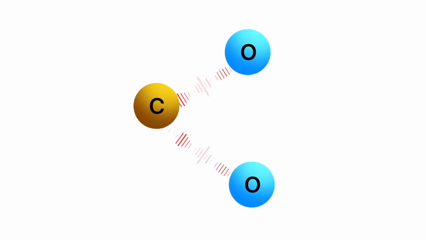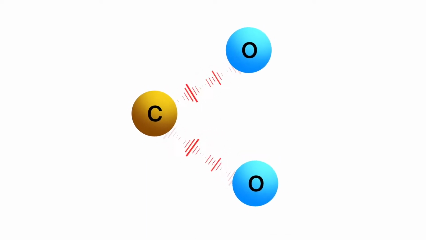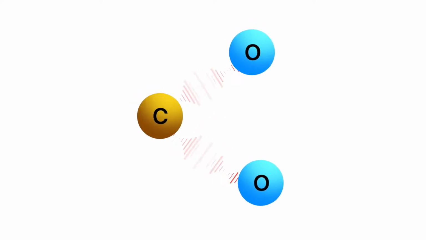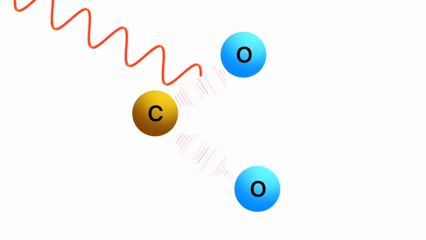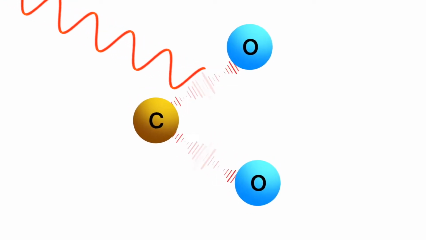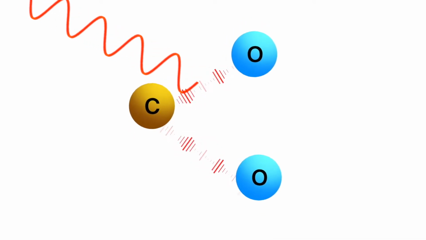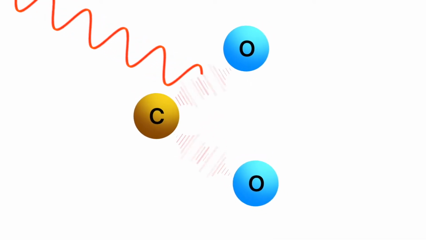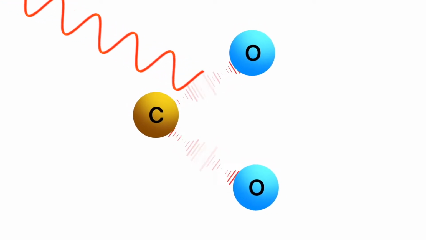And this binding here has a very specific resonance frequency of 4.26 micrometer. So if you put a light with that exact wavelength of 4.26 micrometer, it will have the right energy and will excite even more the binding between the carbon and the oxygen atoms. And this light will be absorbed.